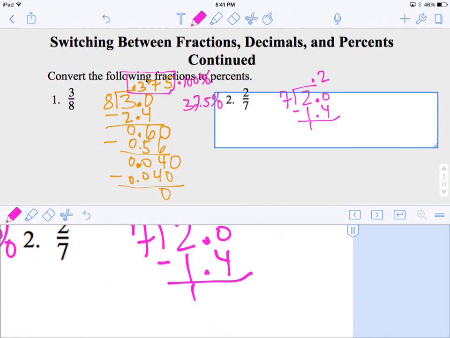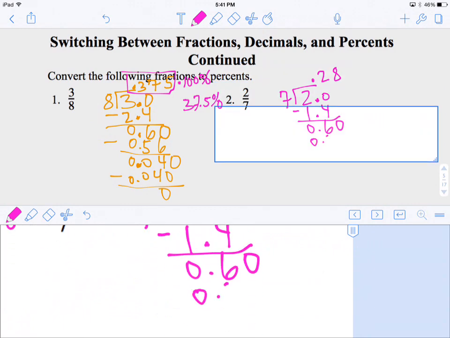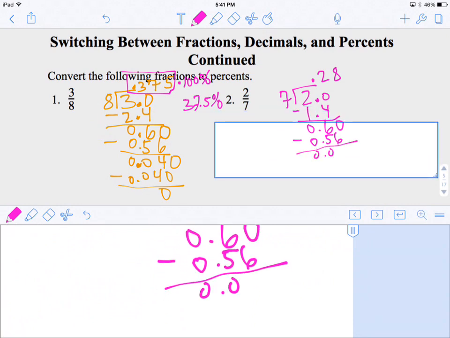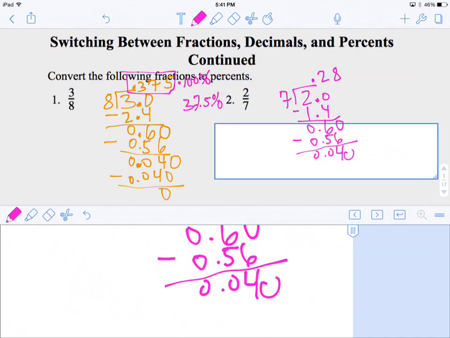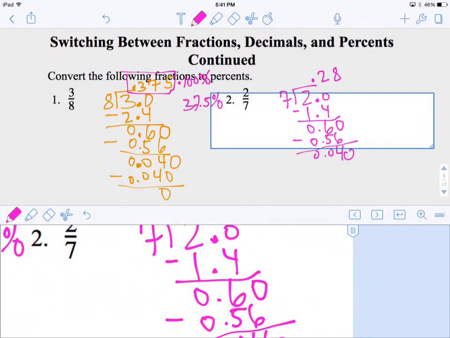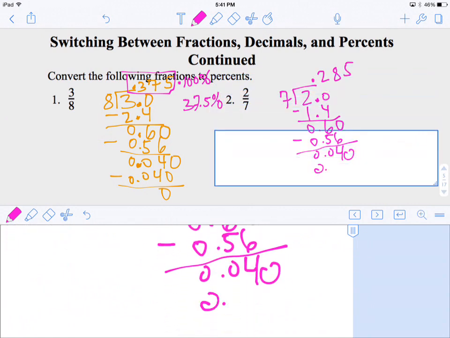Oh, not 1. We get 0.6. And we need to add a 0. How many times does 7 go into 60? Well, we know that 8 times 7 is 56. So there's my 56. I subtract, and now I get 0.04. And we can keep doing this. How many times does 7 go into 40? Well, that goes in 5 times. 7 times 5 is 35. We subtract, we get 0.5, and we know we're not going to be done.